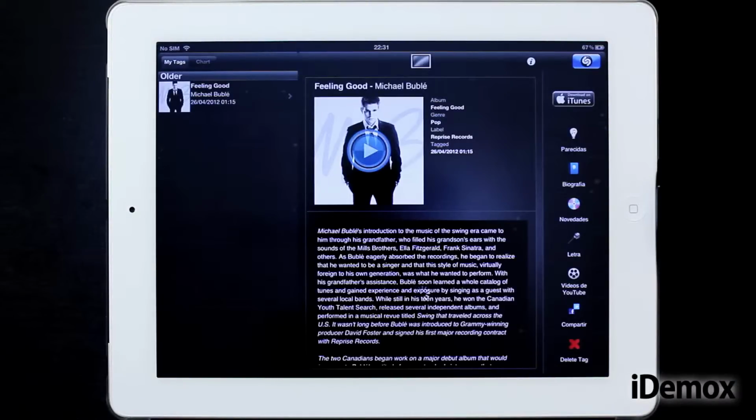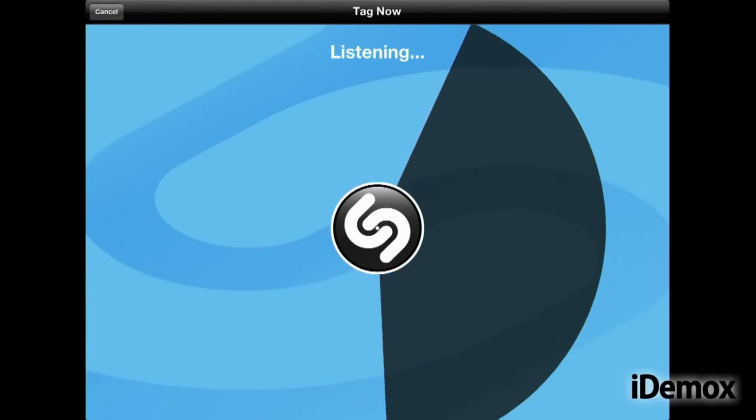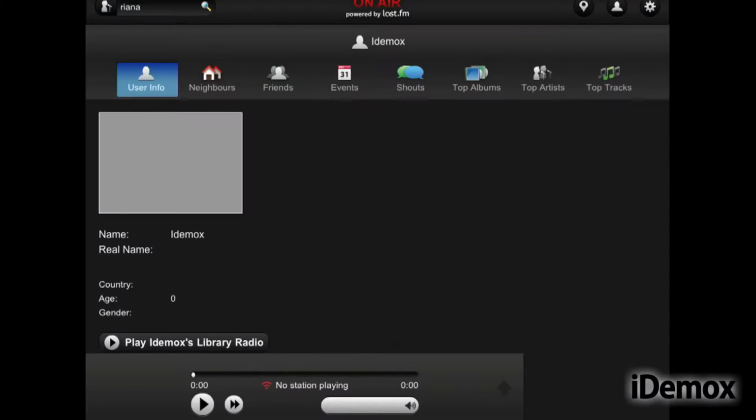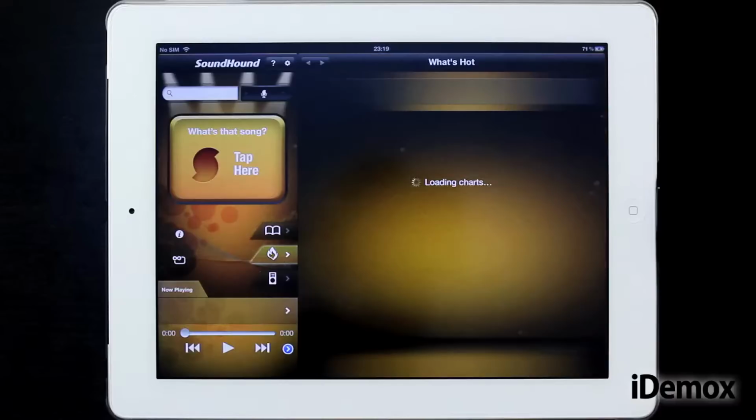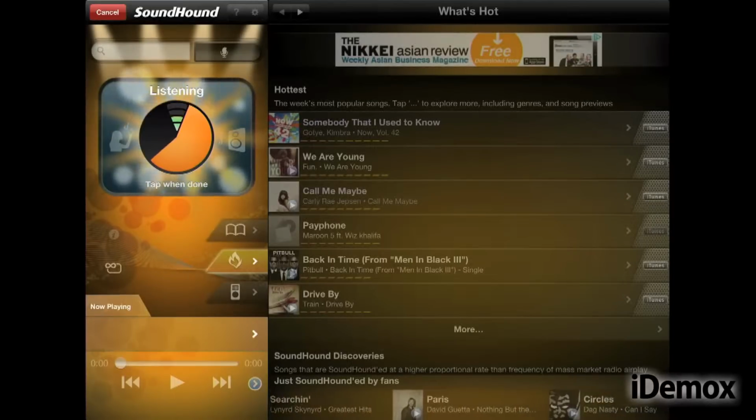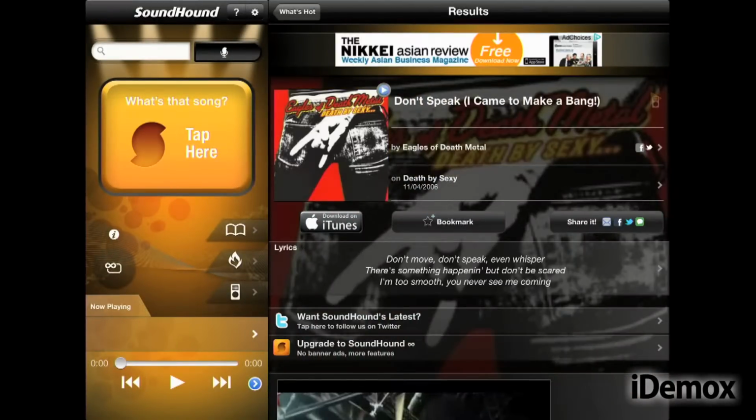For some time, applications to identify songs via mobile devices have become very popular. We will explain what are the characteristics of some of the most used free applications for music recognition.